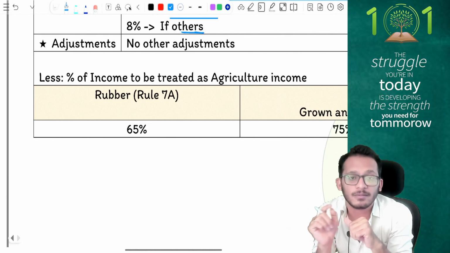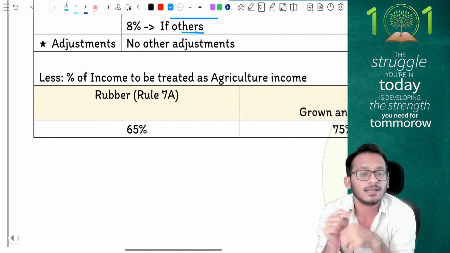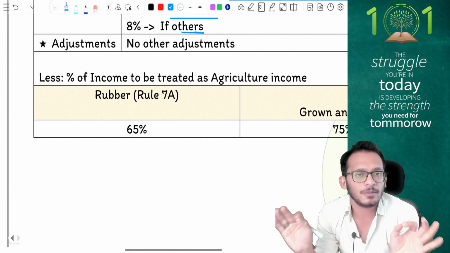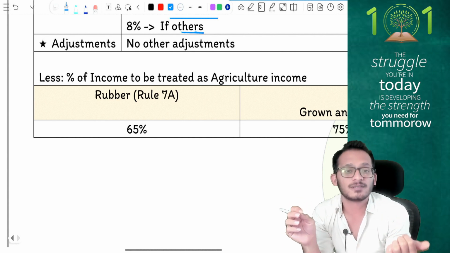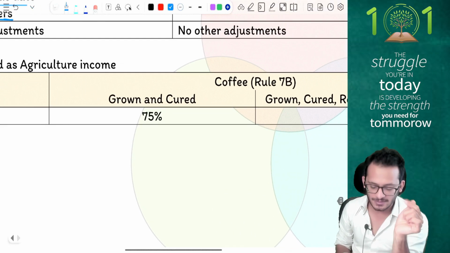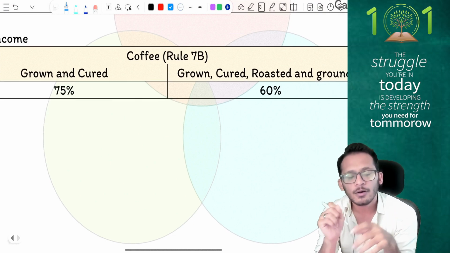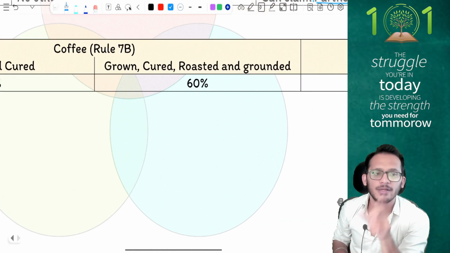If I am doing rubber business, then of whatever composite income I have, only 35% will be treated as my PGBP income, which means 65% will be treated as agricultural income, and I will reduce that. If I am running a coffee business, then I will ask myself: am I doing coffee with growing and curing, or am I doing coffee with growing, curing, roasting and grinding?